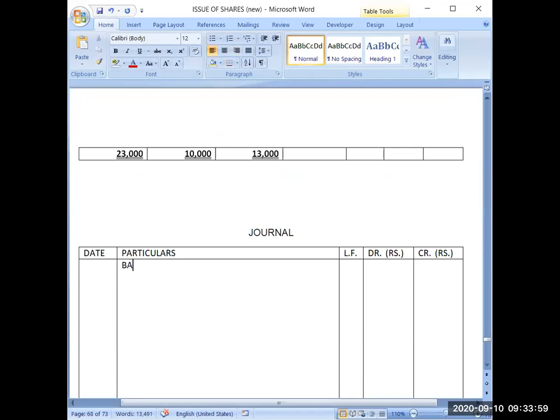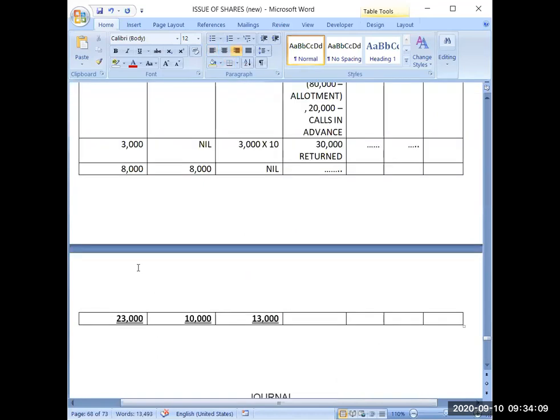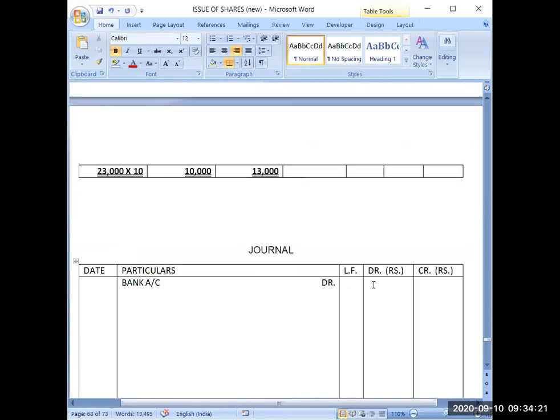So first entry is bank account debit. Now I want to calculate the application money, so I will multiply the total applications by the application amount, rupees 10. So total application money will be 2,30,000. To equity share application account, 2,30,000.